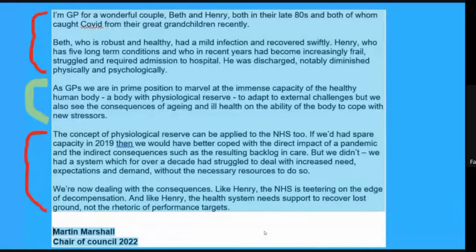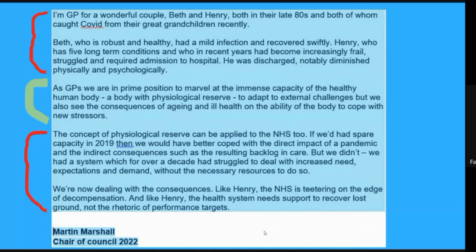You can see here he's reflecting on a couple that he met in the 80s, and they had COVID, and so they've had a mild infection. So he goes over the details, giving you the background, the scenario. The chap called Henry has some long-term conditions. He was discharged from hospital, but he's diminished physically and psychologically.